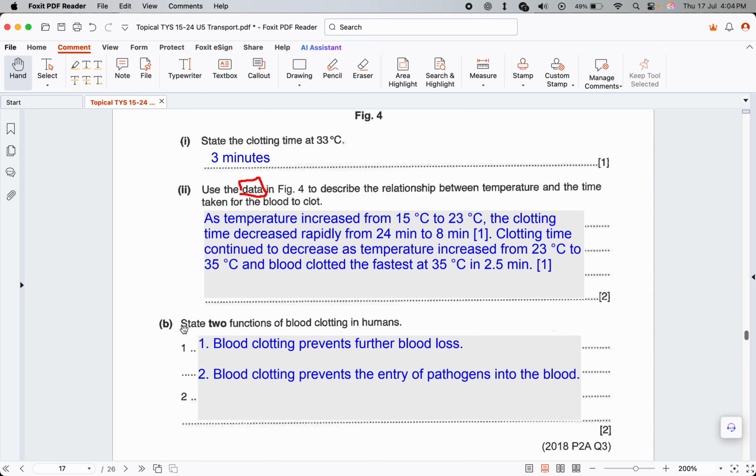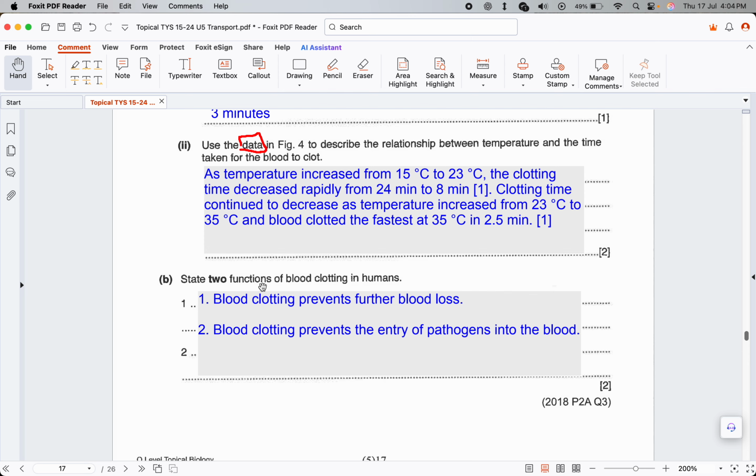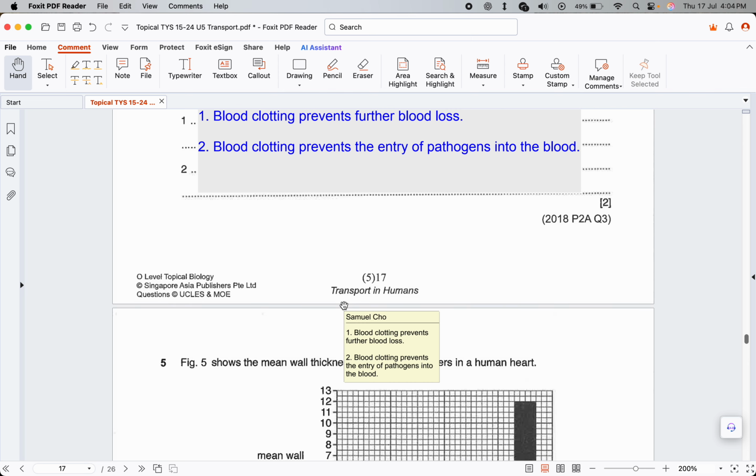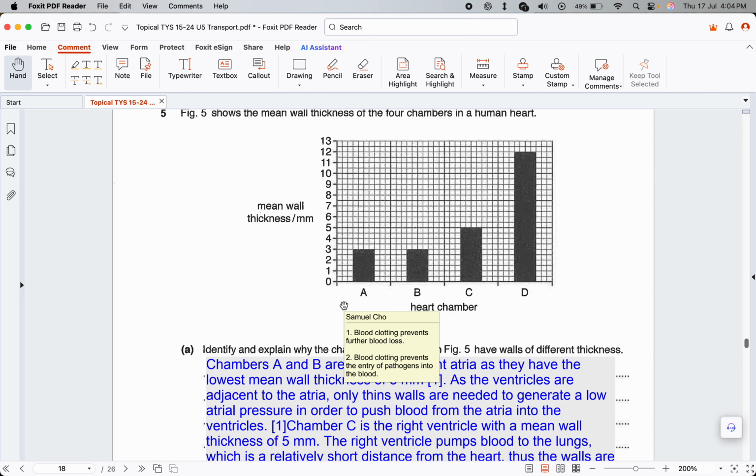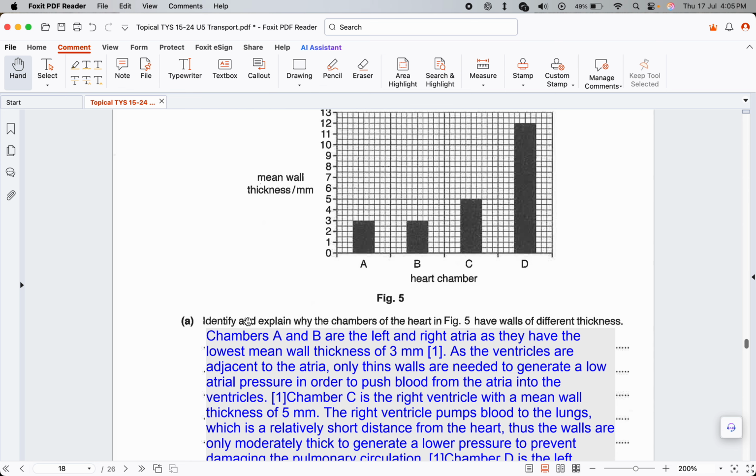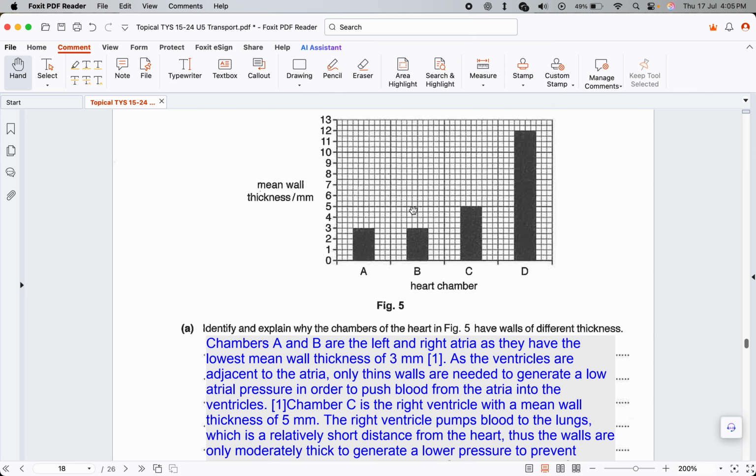Okay, so this question I'm going to skip because it's quite a basic function of blood clotting. Let's talk about question 5. So question 5 is identify and explain why the chambers of the heart have walls of different thickness. So this is a data question. Although they never specify to use the data in this figure, I think it's a good habit to still use some of the data that's provided.